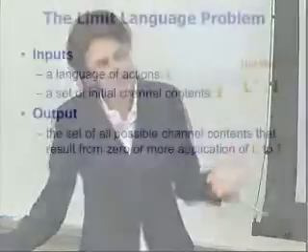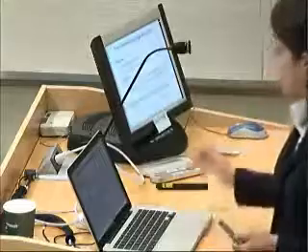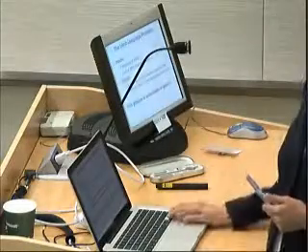So reachability is reduced to this new problem, which we call the limit language problem. What does it say? We have a language of actions. We have a set of initial channel contents, which is represented by I. We want to compute the result of 0 or more applications of L to I. However, this problem is undecidable in general.